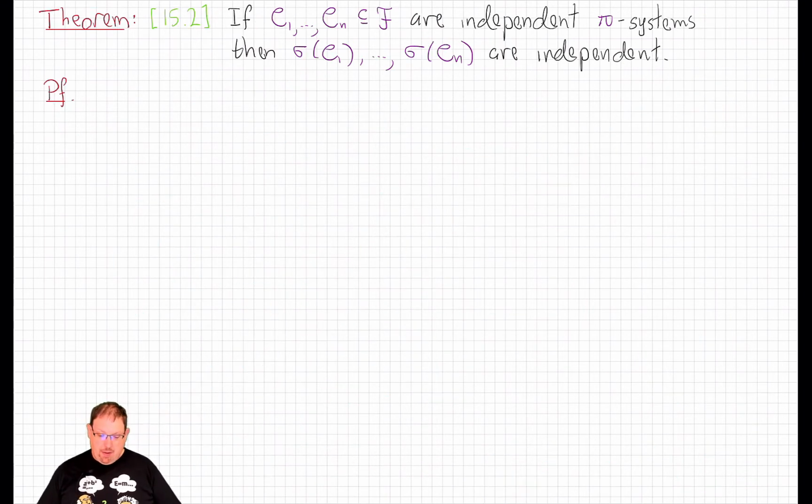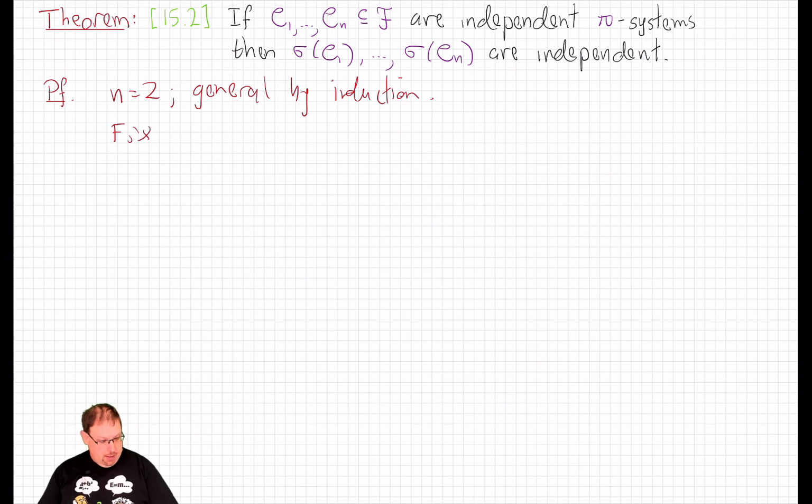If I have any finite collection of classes of events that are independent pi systems, each of them is individually closed under finite intersection, then the sigma fields they generate are also independent. Now, we're going to do this in the case n equals 2. The general case follows by induction.